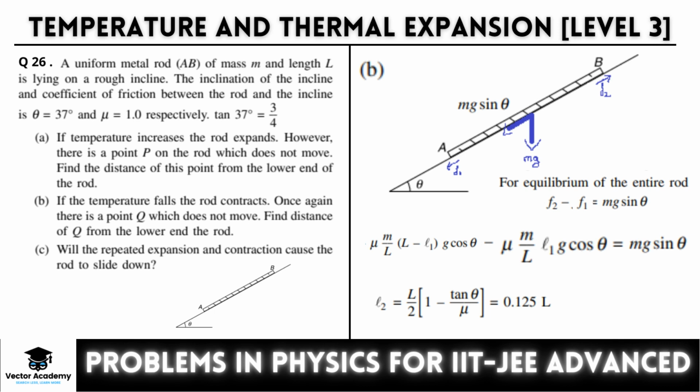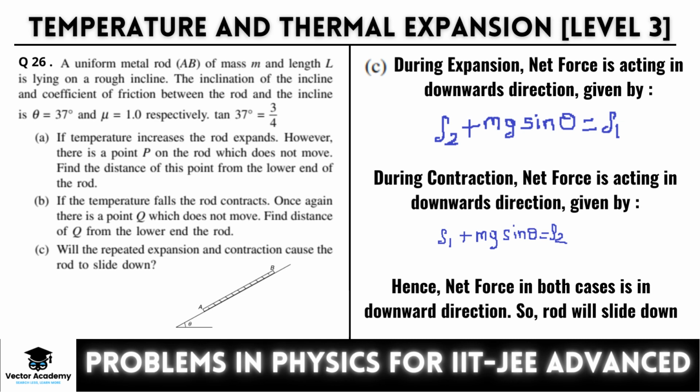Mu m by L, (L minus L2) g cos theta minus mu m by L, L2 g cos theta equals mg sin theta. L2 equals L by 2 (1 minus tan theta by mu) equals 0.125 L.